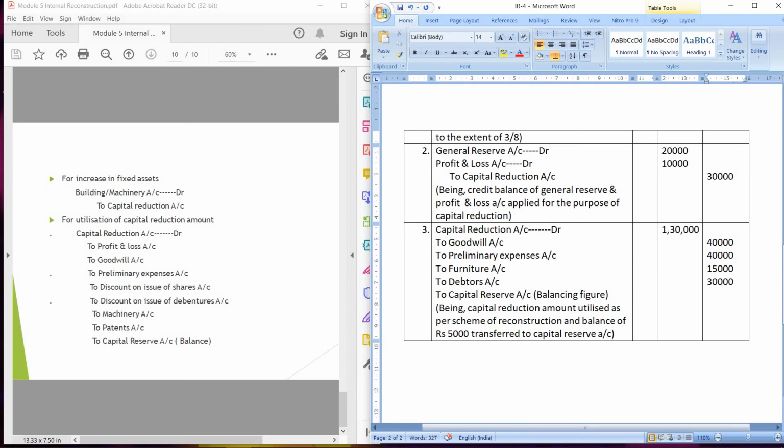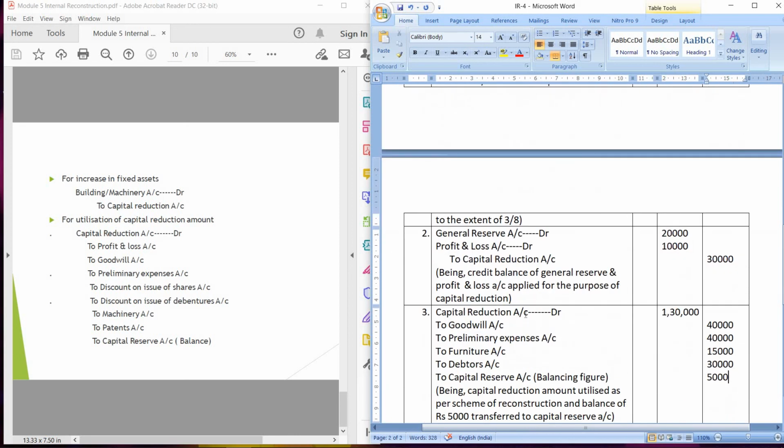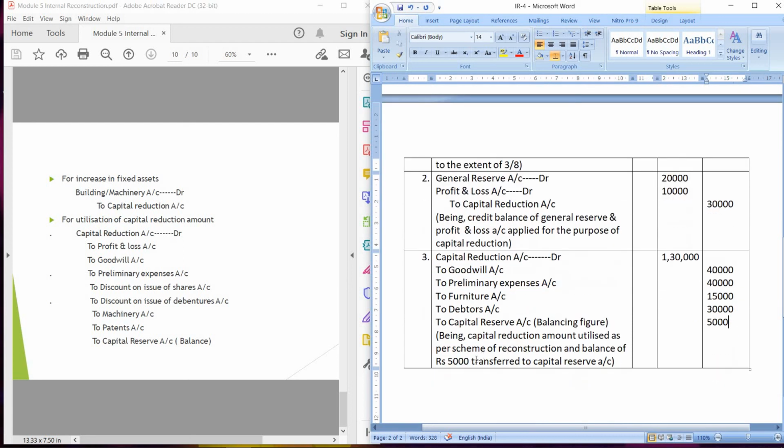Now if you add all this, you will see that there is still balance remaining in the capital reduction. So that we will credit it to capital reserve account. So the balance is 5,000. So this is our balancing figure. So this is how you pass the entry. First you collect the amount of capital reduction and then you utilize it for writing off goodwill, preliminary expenses, furniture, debtors. Narration: being capital reduction amount utilized as per the scheme of reconstruction and balance of rupees 5,000 is transferred to capital reserve account. So this is how you solve the problem.